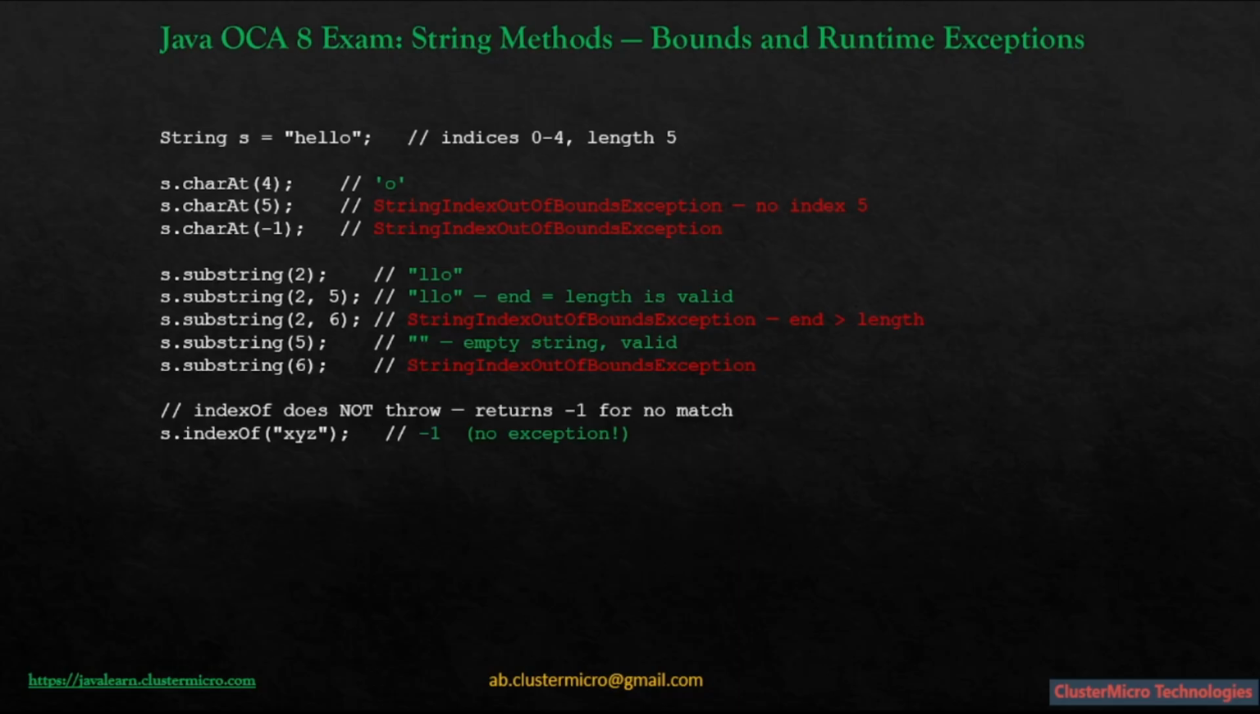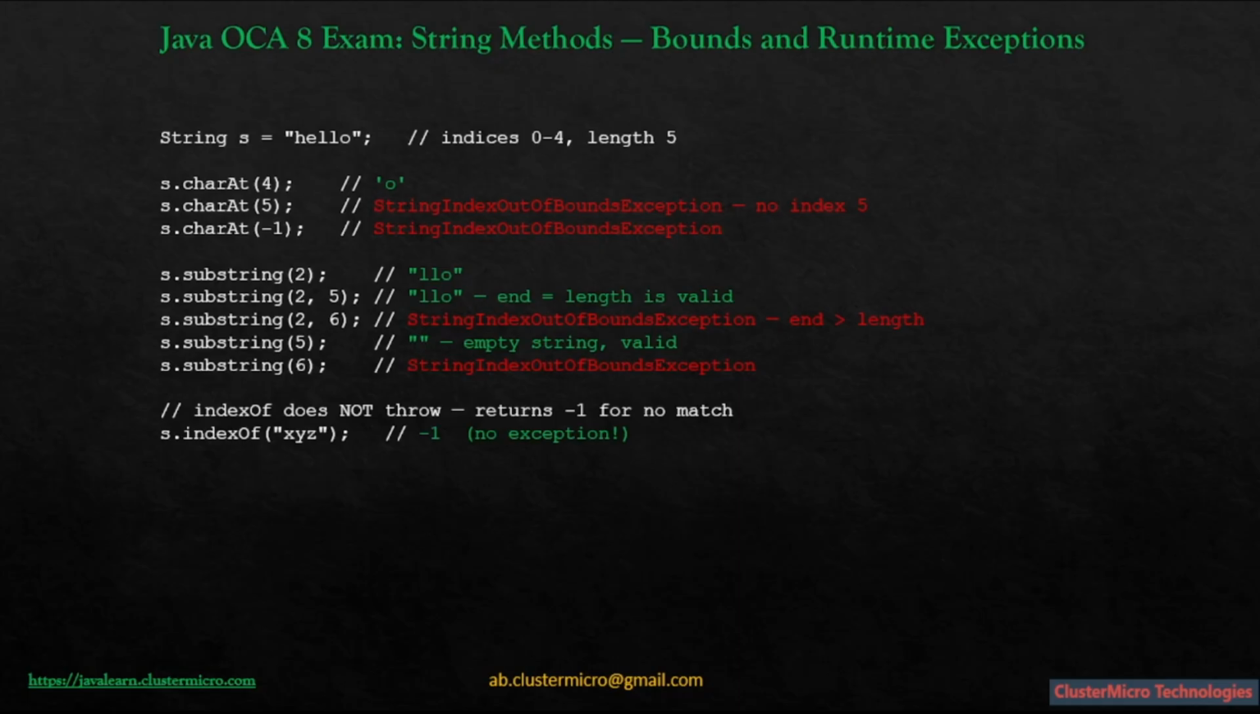So s.charAt(5) will be what? It will be StringIndexOutOfBoundsException. Index 5 does not exist, so the valid range ends at 4. So charAt throws StringIndexOutOfBoundsException. This is a runtime exception. The code compiles but crashes when run. Then we have s.charAt(-1), again StringIndexOutOfBoundsException. Negative indices are never valid, same exception, okay?